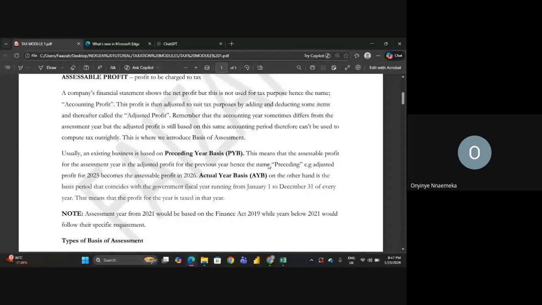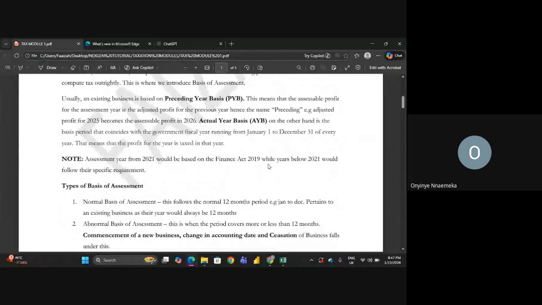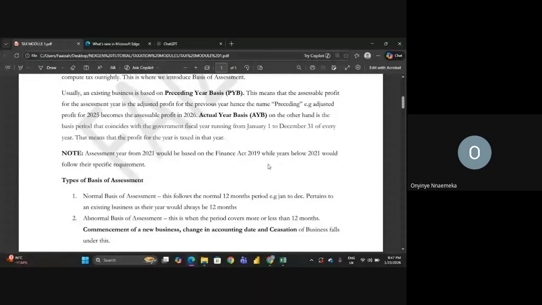Remember that we have to make a profit before government can tax the profit. So that's how it goes. Now we have actual year basis as well. And the actual year basis means that the profit of this year is taxed this year. Like if you make profit from January to December, you're also going to be taxed January to December. I don't know whether you get.